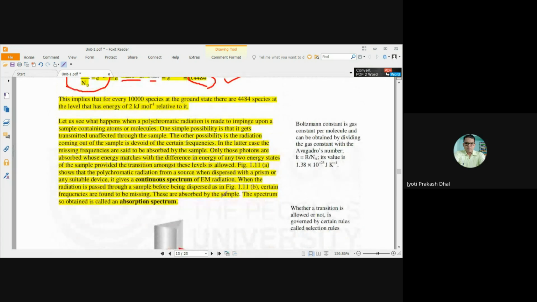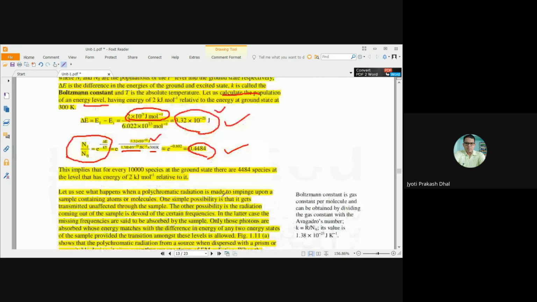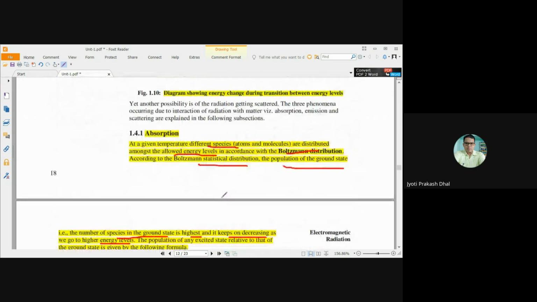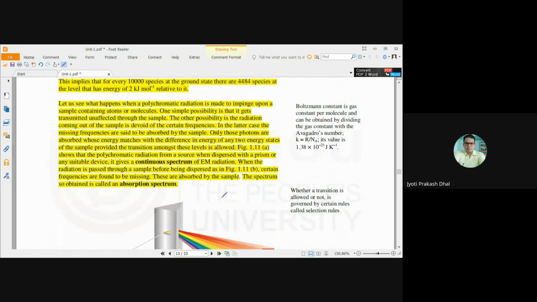Now, continuing, here we are discussing the absorption spectrum. In the absorption spectrum, two different types will be there: continuous absorption spectrum and discontinuous absorption spectrum. Let us see what happens when a polychromatic radiation is made to impinge upon a sample containing atoms or molecules.